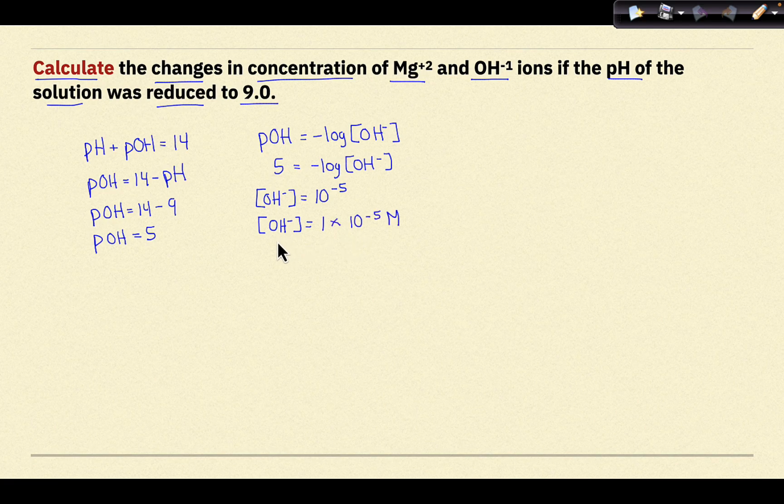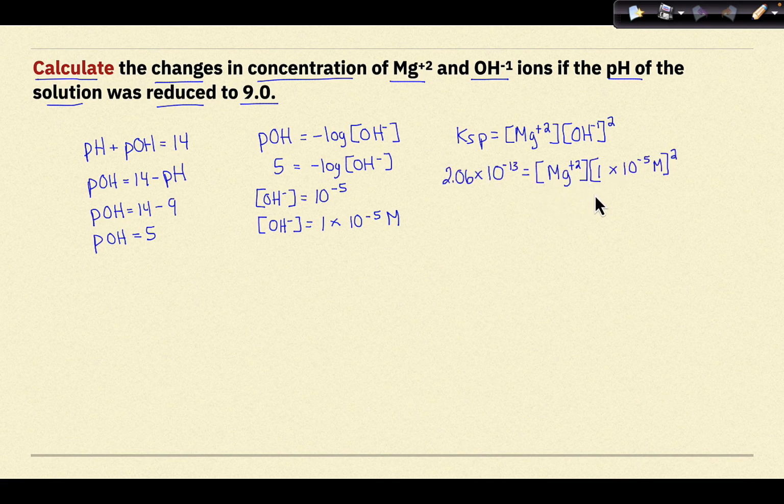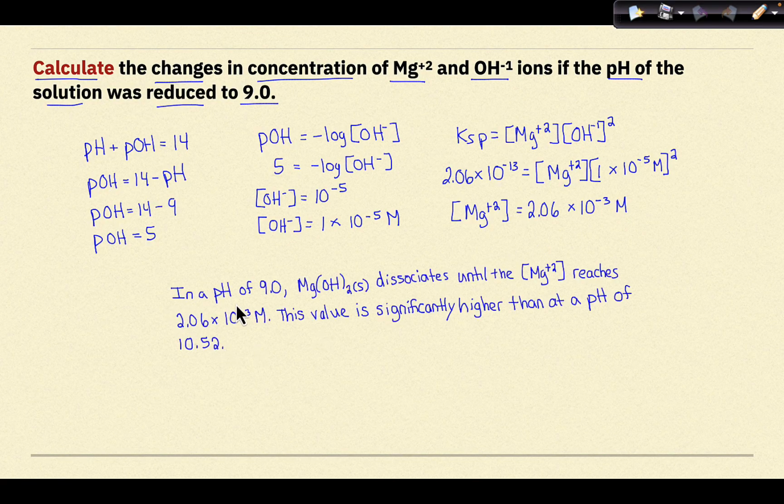Like the previous problem, once we have the hydroxide ion concentration and we have the Ksp value, we can plug this into the Ksp expression of Mg plus 2 times OH minus 1 squared. We'll plug in our values and solve for the magnesium ion concentration. Our magnesium ion concentration is equal to 2.06 times 10 to the negative 3 molar. In a pH of 9, MgOH2 solid dissociates until the magnesium ion concentration reaches a value of 2.06 times 10 to the negative 3 molar. This value is significantly higher than at a pH of 10.52.